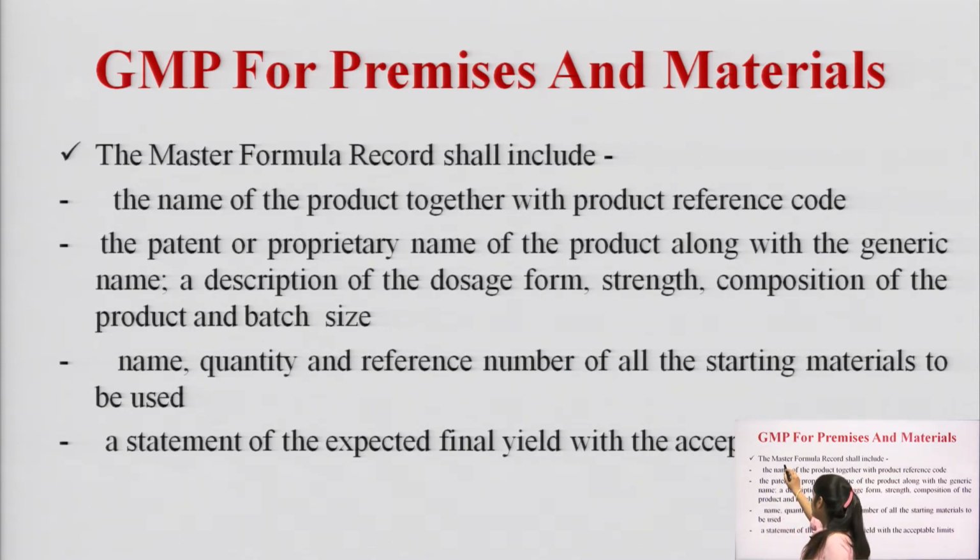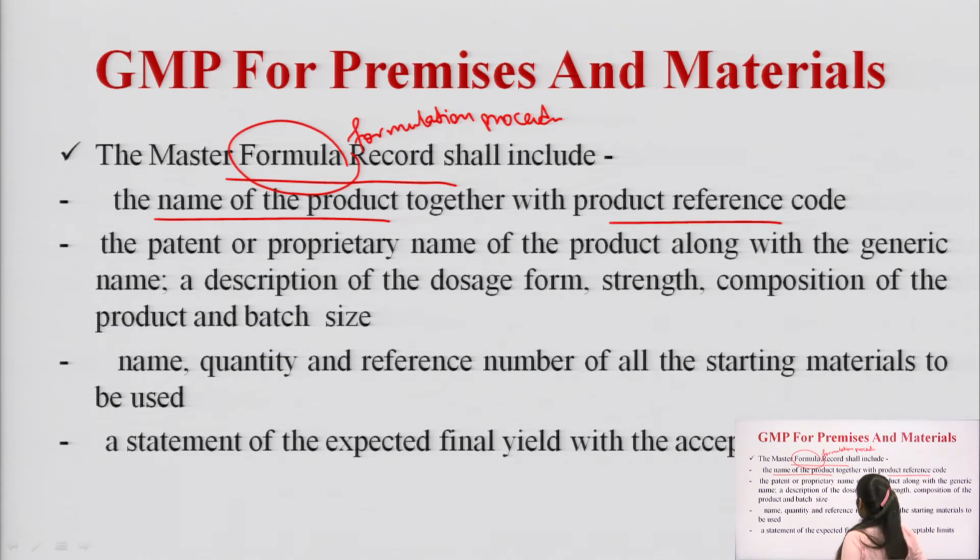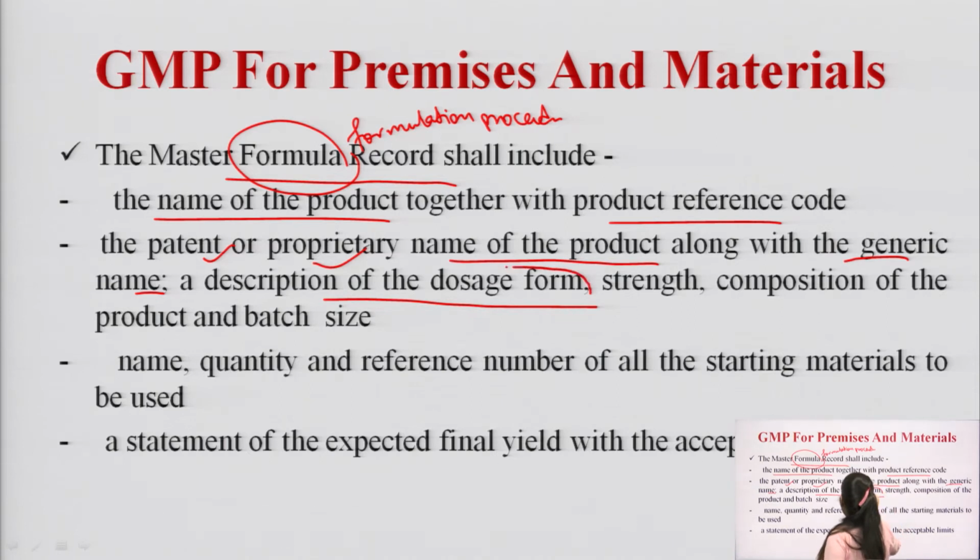Number 1, as we all know, here we are talking about the master formula record. Master formula record means the formulation procedure for each batch. Okay, formulation procedure. Obviously, it will consist of the name of the product together with the product reference code, the patent or proprietary name of the product along with the generic name, and also the description of the dosage form, which kind of dose we are going to prepare.